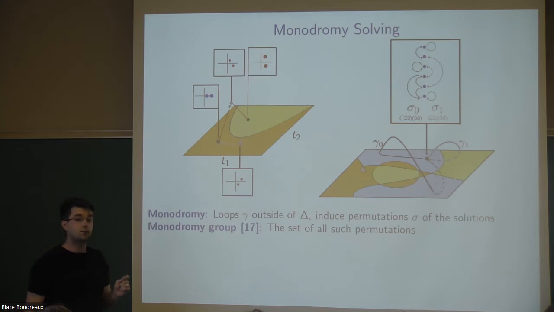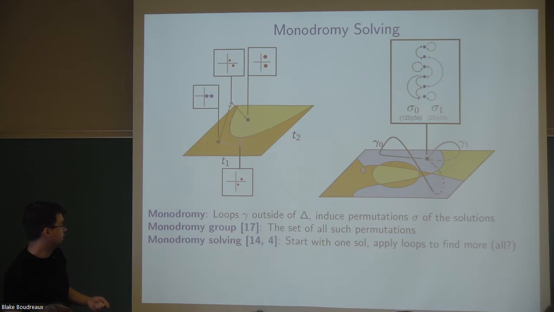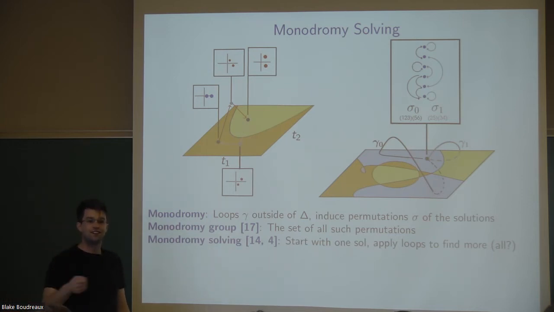And if that monodromy group is transitive, then by definition, you can apply monodromy group actions to one point and get to any other point. So what's the algorithm? Just start with one solution and keep on applying monodromy loops over and over and over again until you don't find any more solutions. And then guess that you found them all.